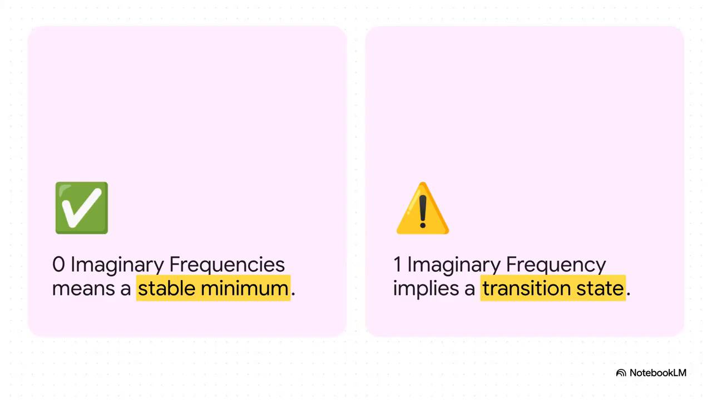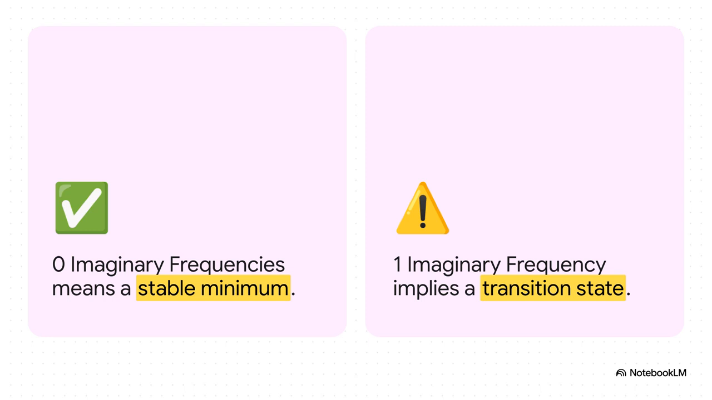So the crucial point is this simple binary rule. If you see exactly 0 imaginary frequencies in your output, awesome, you have a stable minimum. But if you have exactly 1 imaginary frequency, that almost always indicates you found a transition state. You can instantly diagnose the state of your molecule just by glancing at these results.